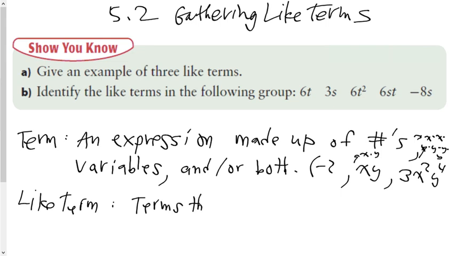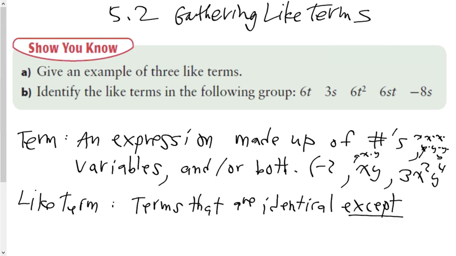terms that are identical, except, Mr. Hankinson, except for their what? Anyone want to take a guess? What do you think? Not the variables, because that would mean that they're not like terms. They have the exact same variables and the exact same combination of variables. The only thing they don't necessarily have to share is their coefficient.